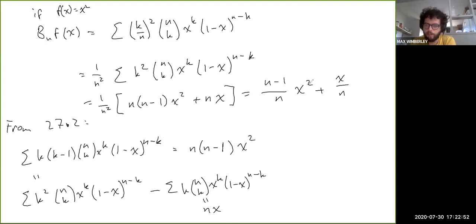So this one is not actually exactly equal to x squared, but you can see that it converges to x squared. At least pointwise, it's obvious that it converges to x squared because this goes to 1 and this goes to 0. So yeah. Any questions about that?